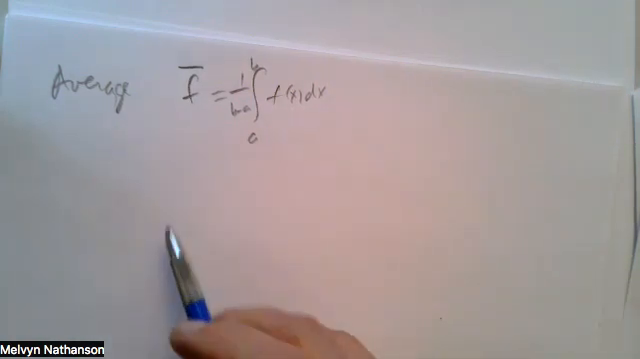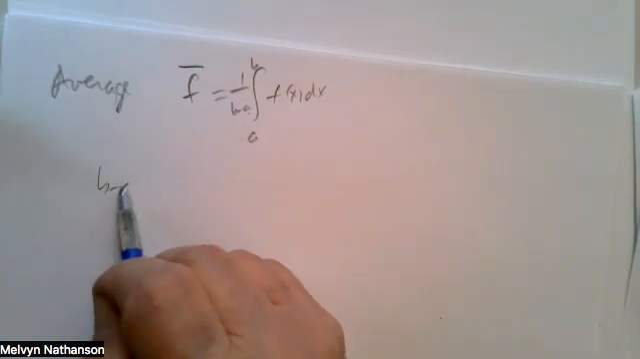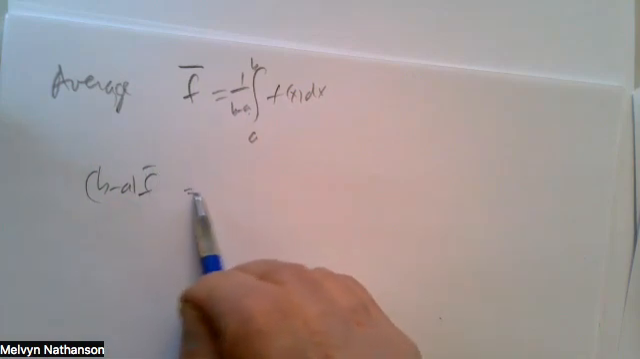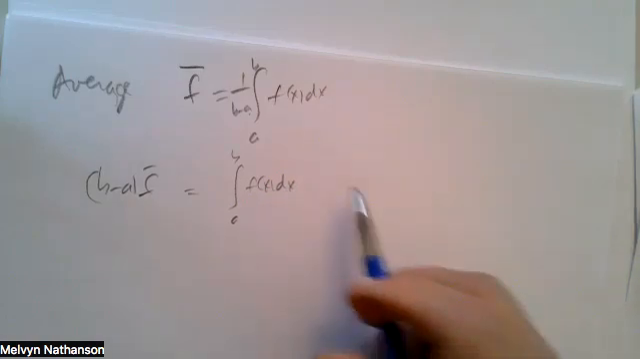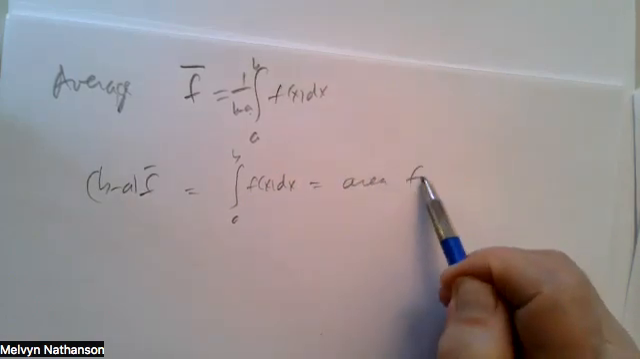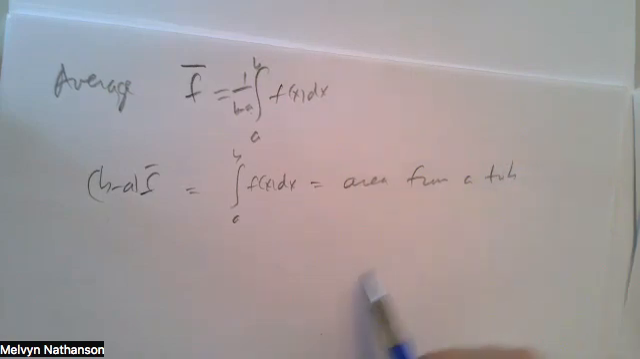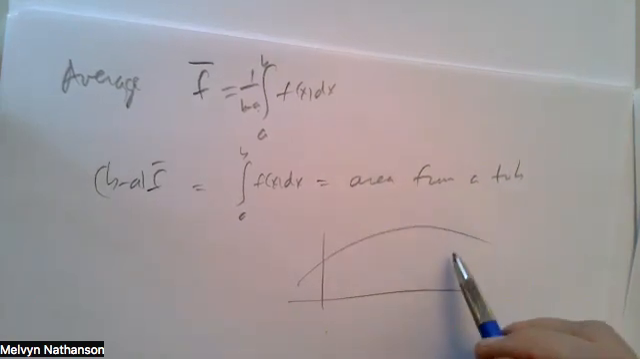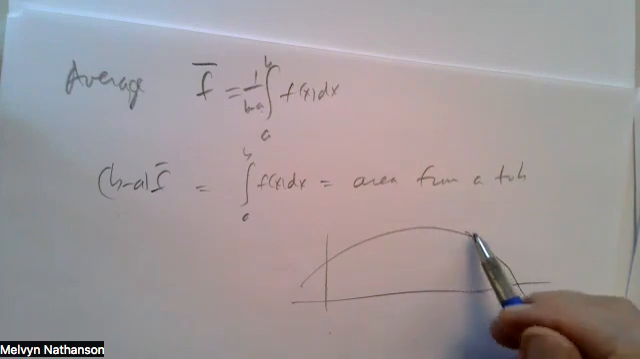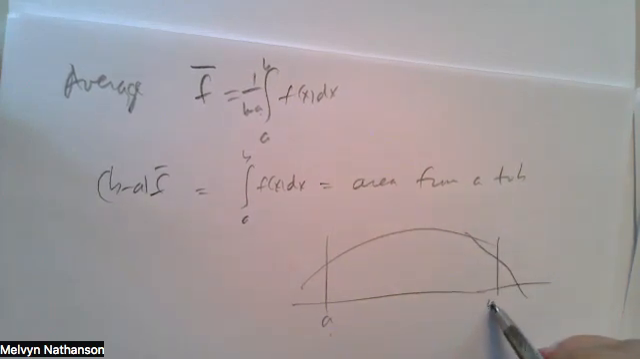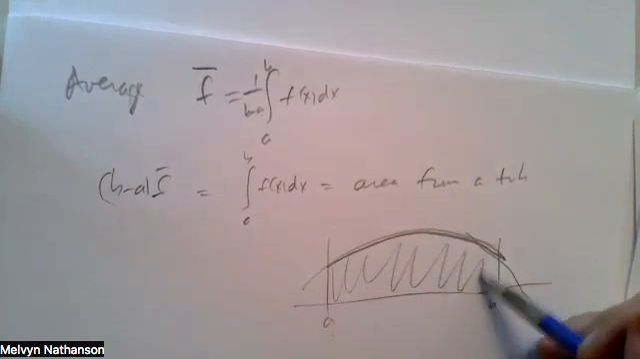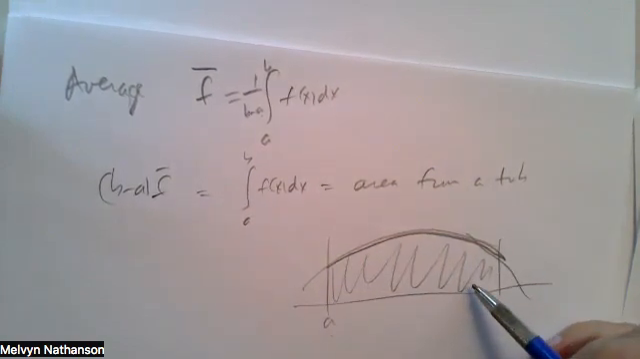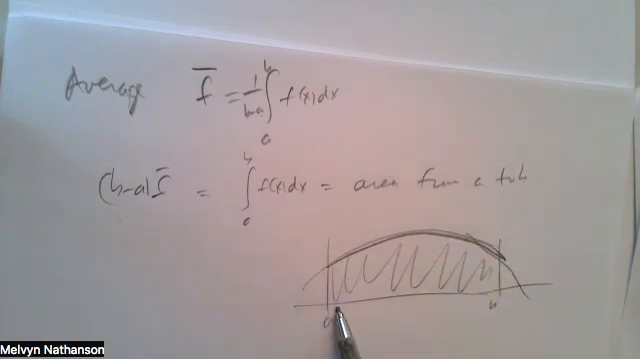So one way to look at this is, let's just multiply by b minus a. B minus a times f bar is the integral from a to b of f of x dx. This is the area under the curve from a to b. So let's say this is a and this is b. That's the area under the curve, and that's equal to the length of the interval times the average value.